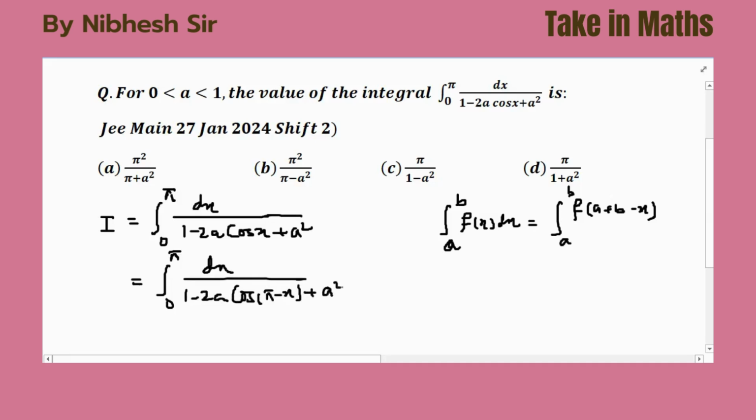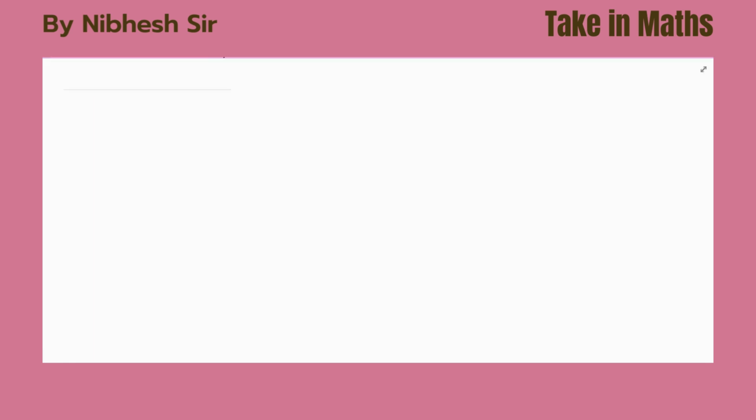So cos(pi minus x) is what? Minus cos x. So this becomes 0 to pi dx divided by 1 minus 2a times minus cos x, that is 1 plus 2a cos x plus a square. I just assume this one is first, इसको first में मान लेता हूँ, this is second, this is also I, so we will add these two, first and second.